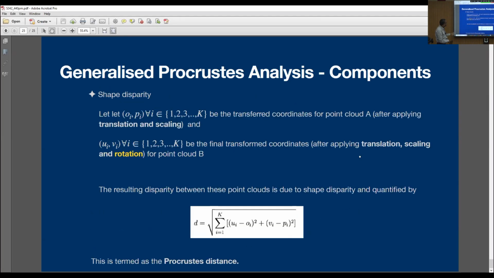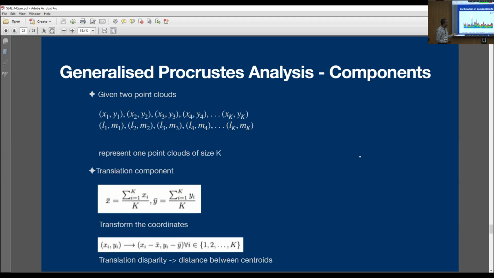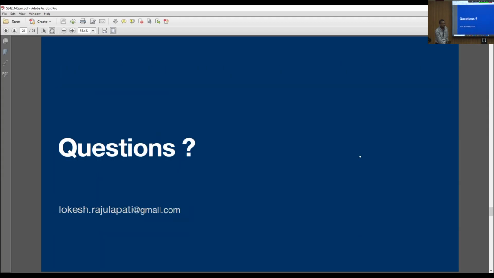Having done all of this, you have translated and scaled the first one, you have translated and scaled the second one, and then you have rotated. After having done all these transformations, if the point clouds still do not align, then the total distance you compute is this one, and it's called Procrustes distance. This is what is called shape disparity. This is what we use to compare the spectra, the mean spectrum. So I think I'm done with the details. Thank you.